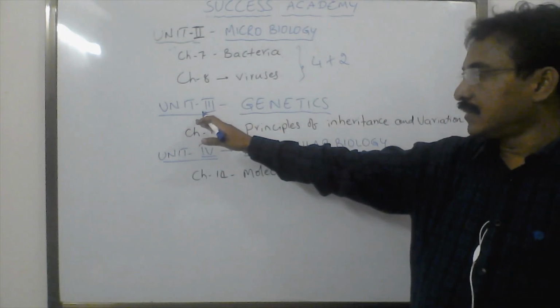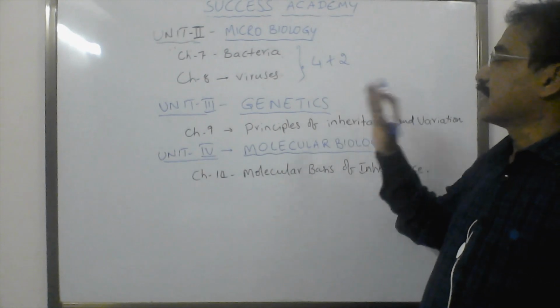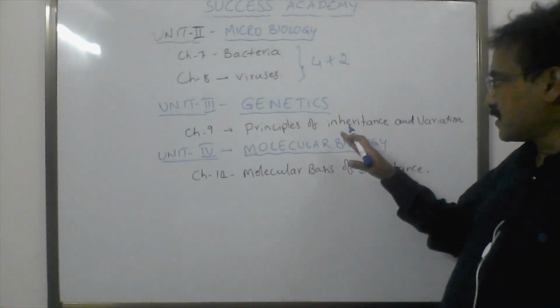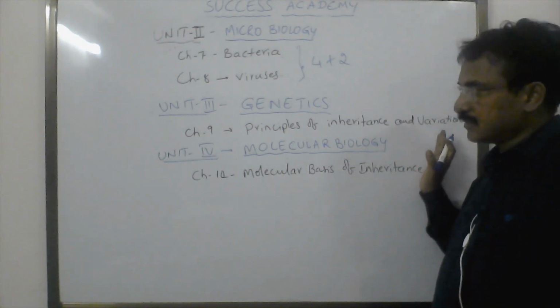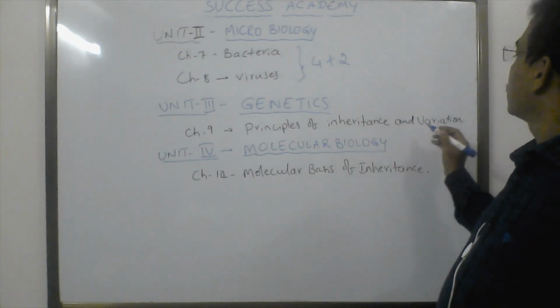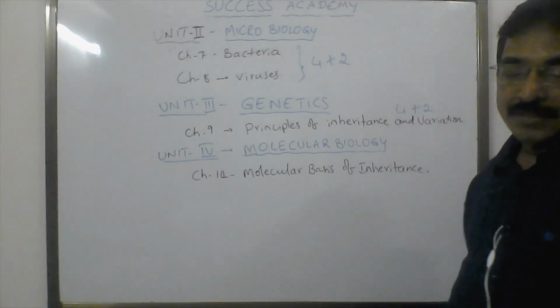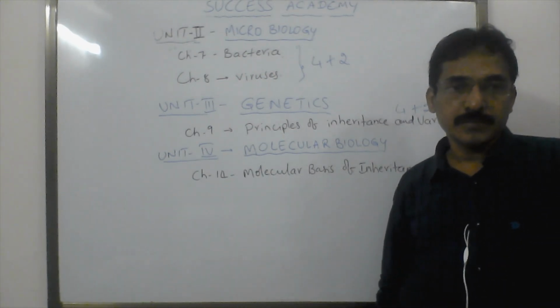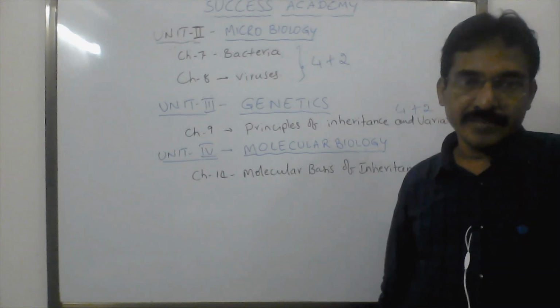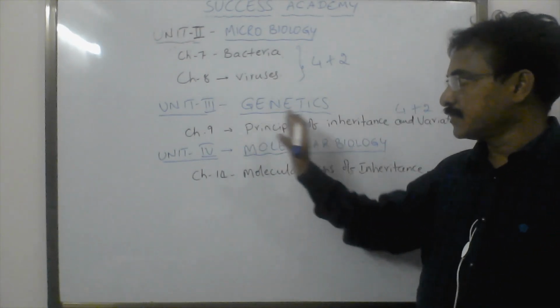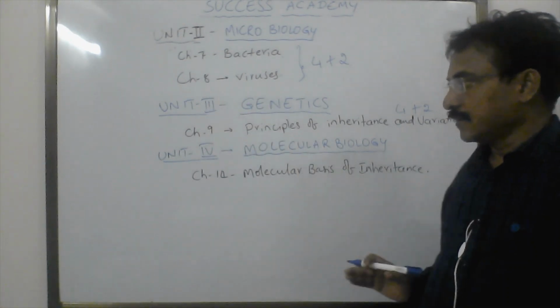And unit 3 genetics has only one chapter, principles of inheritance and variation. This genetics chapter also has the weightage 4 plus 2. One 4 marks question SAQ and one 2 marks question VSAQ. So the total weightage is 6 marks from genetics unit 3.